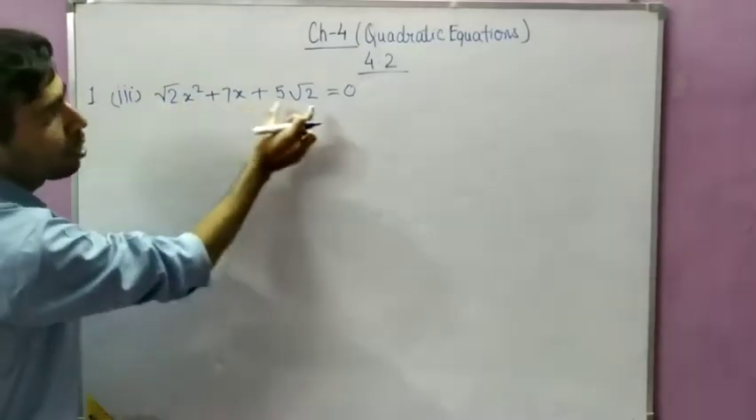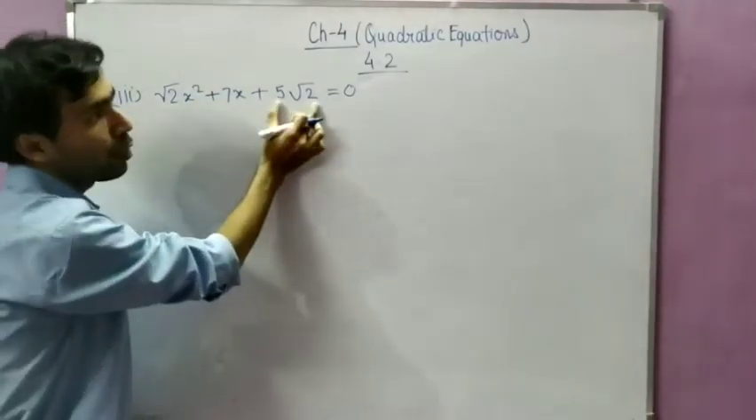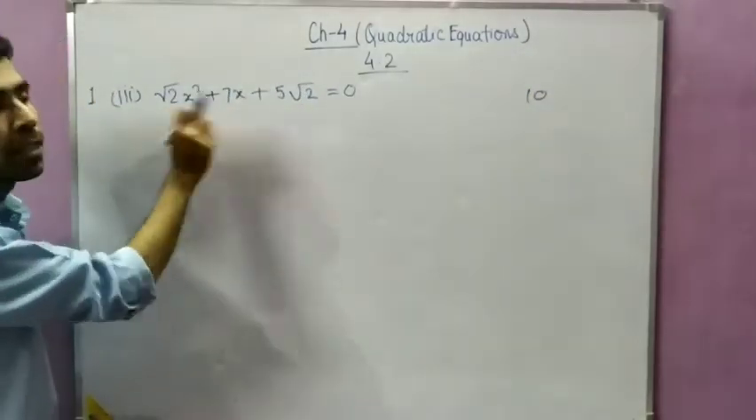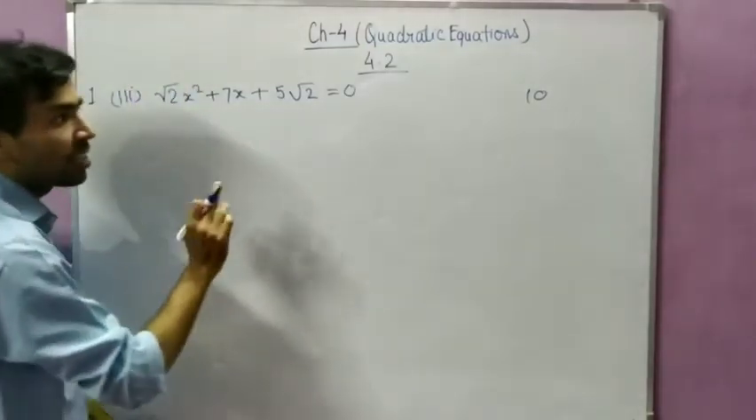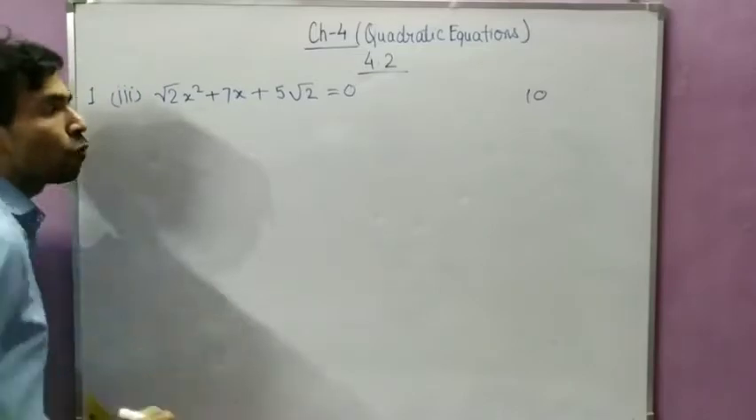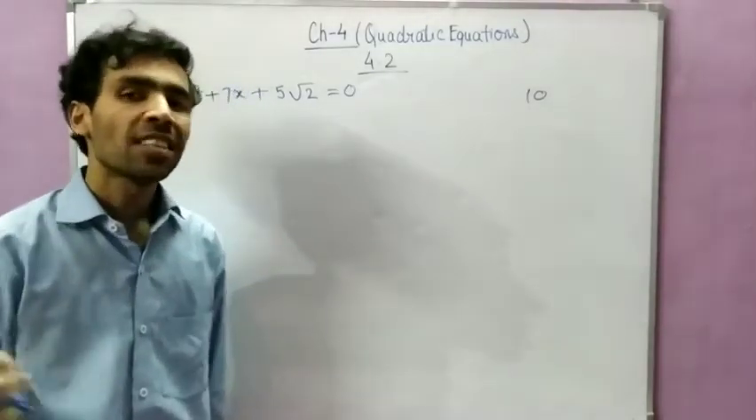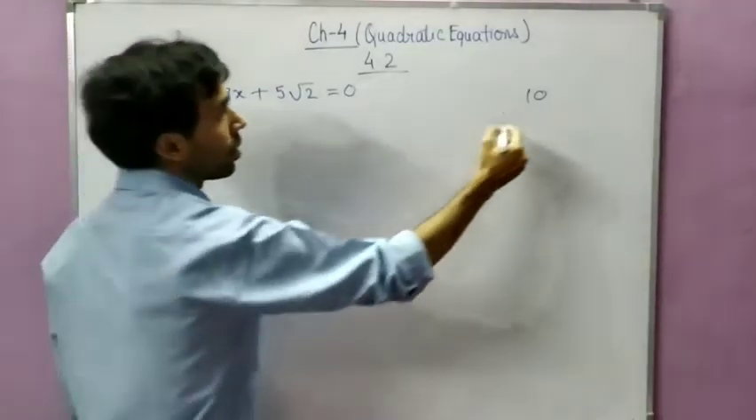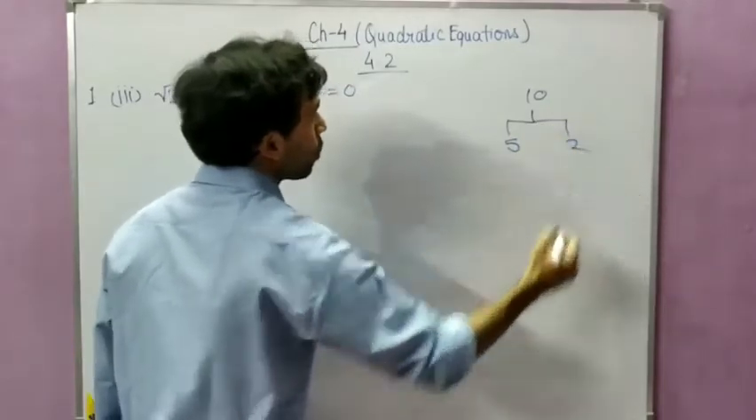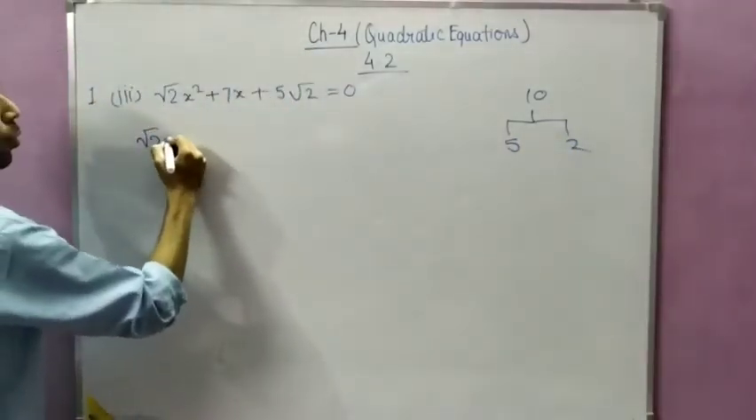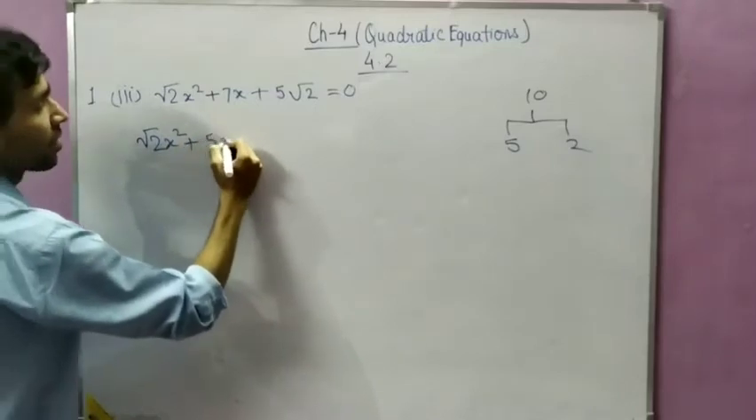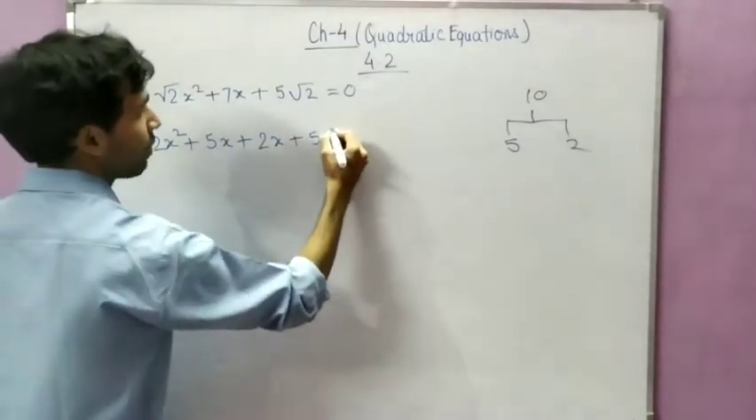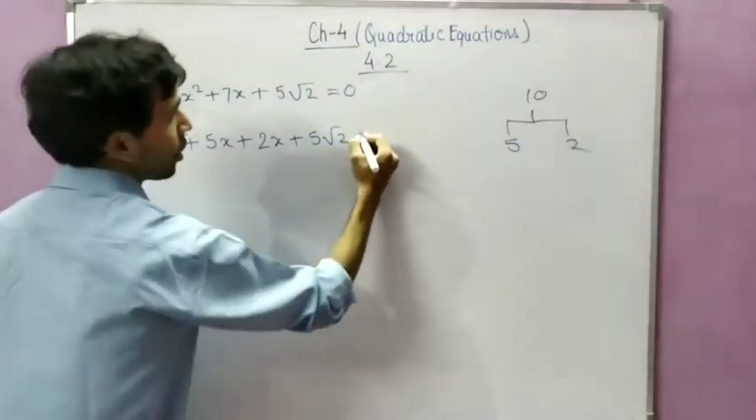We will multiply this root 2 to the last term. So when root 2 multiplies the last term, we will get 10, because 5 root 2 into root 2 becomes 10. Now we have to see the sign of the last term, that is positive. So we have to take 2 factors of 10 such that when we add them, we get the middle term, that is 7. So we can take 5 and 2. So under root 2 x square plus 5x plus 2x plus 5 root 2 equal to 0.